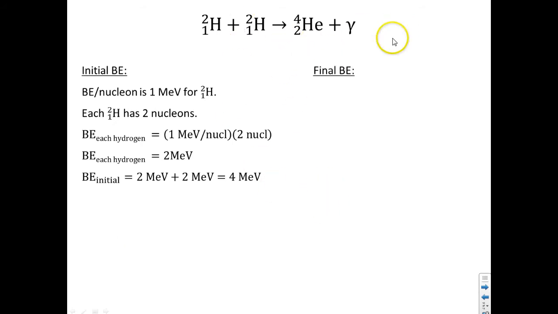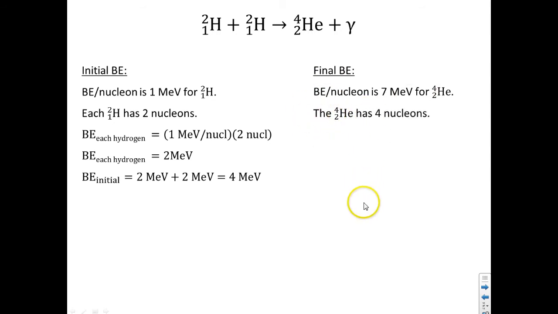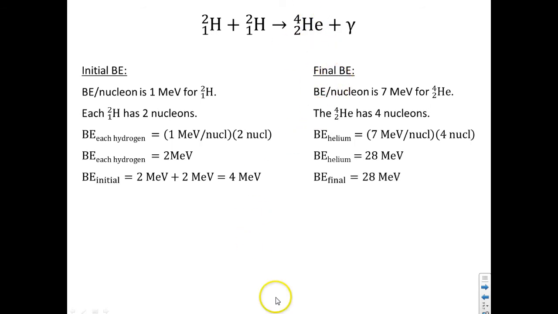At the end, over here, the gamma doesn't have binding energy. So this helium has 7 MeV as its binding energy per nucleon. Because this helium has 4 nucleons, the total binding energy of the helium on the right is the 7 per nucleon times the number of nucleons, which is 4. And that gives 28. Because this helium is the only thing on the right with binding energy, that's the final binding energy, 28.